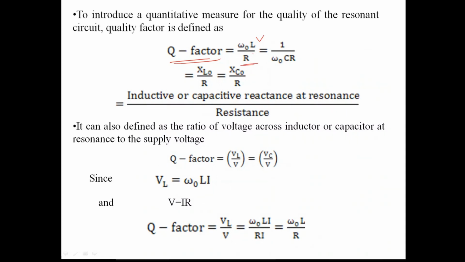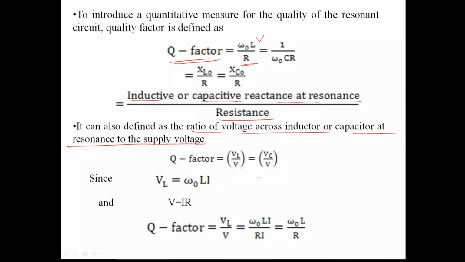That is inductive reactance divided by the resistance. So it is the inductive or capacitive reactance at resonance divided by resistance. That is, the ratio of reactance to resistance is called the quality factor. Or in other words, we can also define it as the ratio of the voltage across the inductor or capacitor at resonance to the supply voltage. In that way also we can define the quality factor, right?